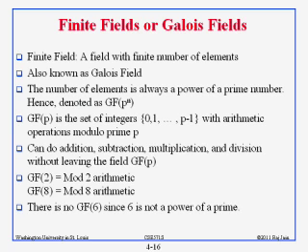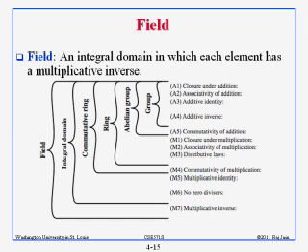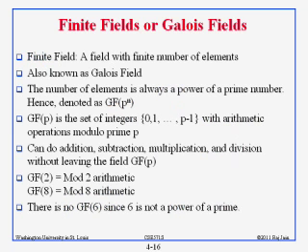With the number of elements inside it, which generally has to be a power. If it is a field, it will always be a power of a prime, p raised to n. P is a prime, n is some number. If it is not a prime raised to n, it is not a Galois field because it will not satisfy one of those properties. So the number of elements is always a power of a prime number.